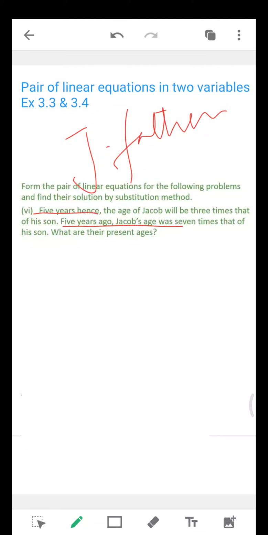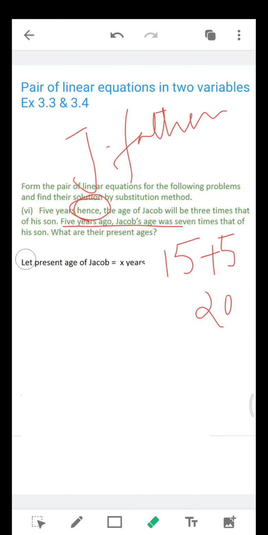This is 5 years hence. 5 years hence means 5 years later, after 5 years, okay. And 5 years ago Jacob was 7 times that of his son, okay. 5 years ago he was 7 times. Like if your present age is, suppose, 15 years, then 5 years hence means you will be 15 plus 5. Yes, so you'll be 20 years, okay. So let's see how to begin this type of questions.